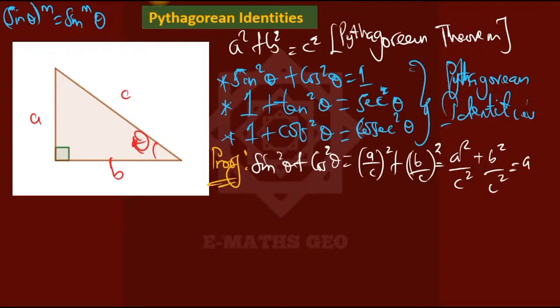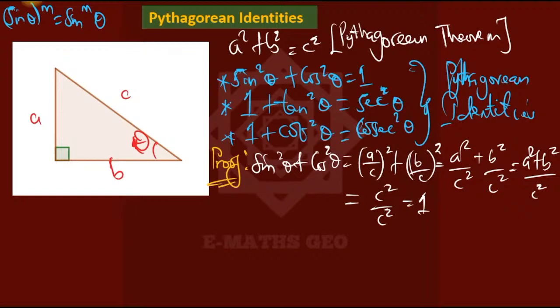This is now A squared plus B squared all over C squared. Now, from the Pythagorean theorem, A squared plus B squared is C squared. So C squared over C squared, the answer is 1. So we've proved the first one. So why the second one?